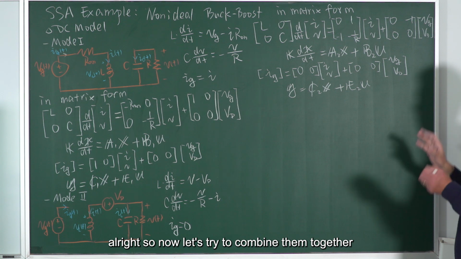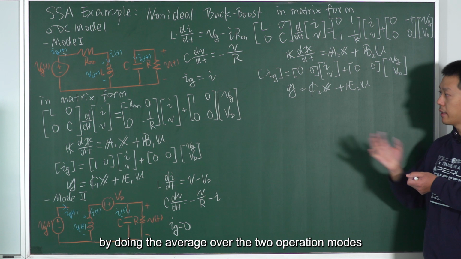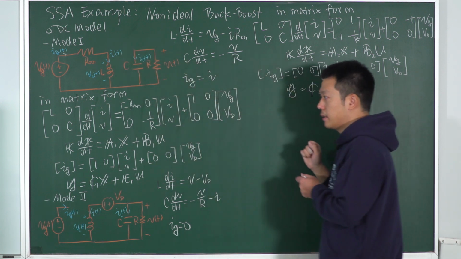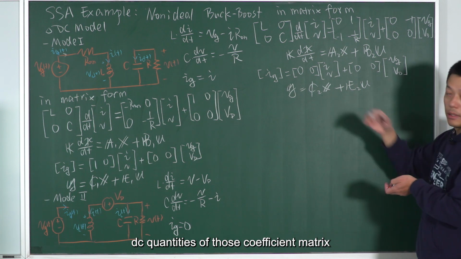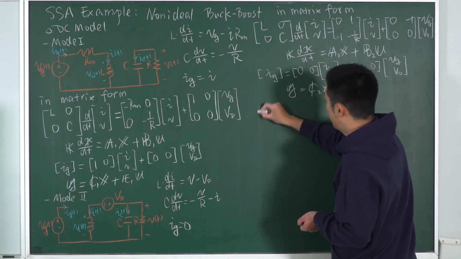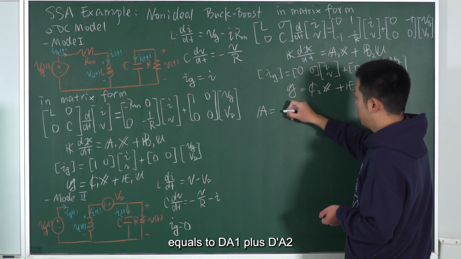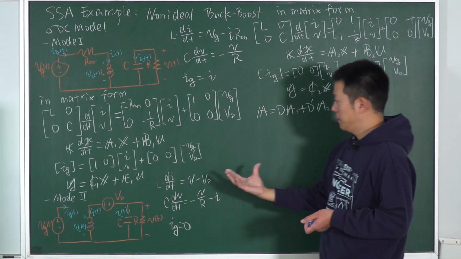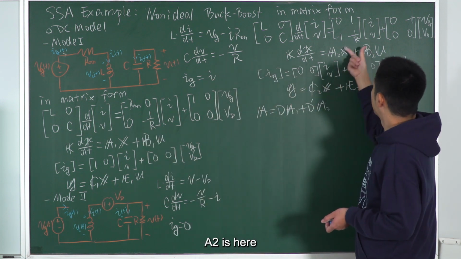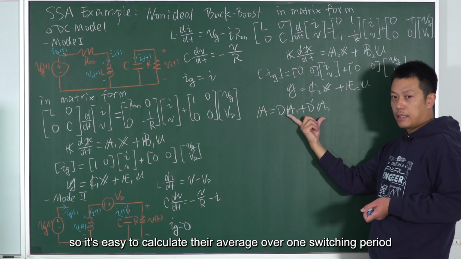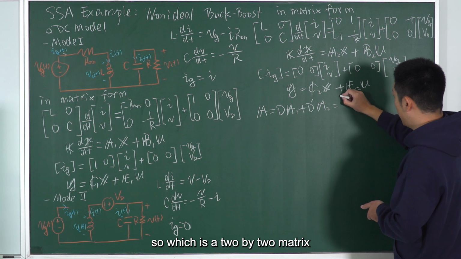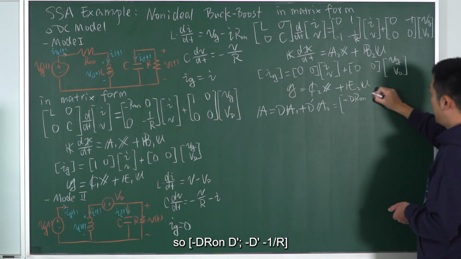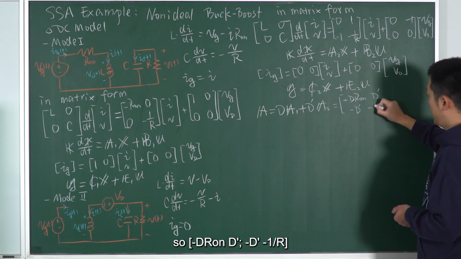All right, so now let's try to combine them together by averaging over the 2 operation modes. Since in this section we are considering the DC model, first we look at the DC quantities of those coefficient matrices. First is the A average, which equals D times A1 plus D prime times A2. A1 is here. A2 is here. So it's easy to calculate their average over one switching period, which is a 2 by 2 matrix: minus D over R, on D prime, minus D prime, minus 1 over R.